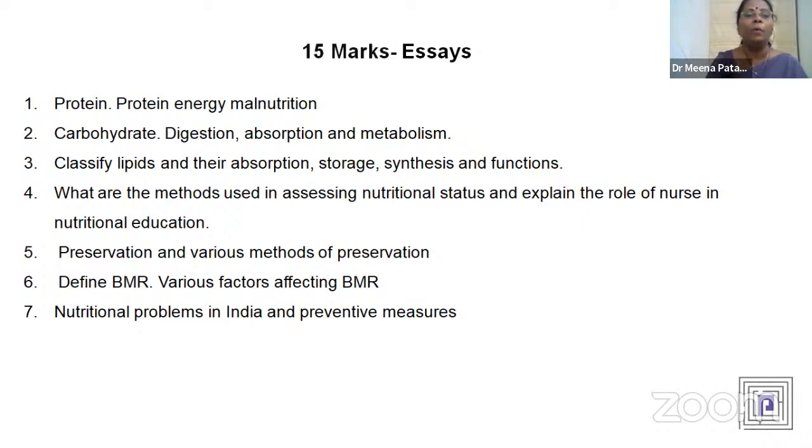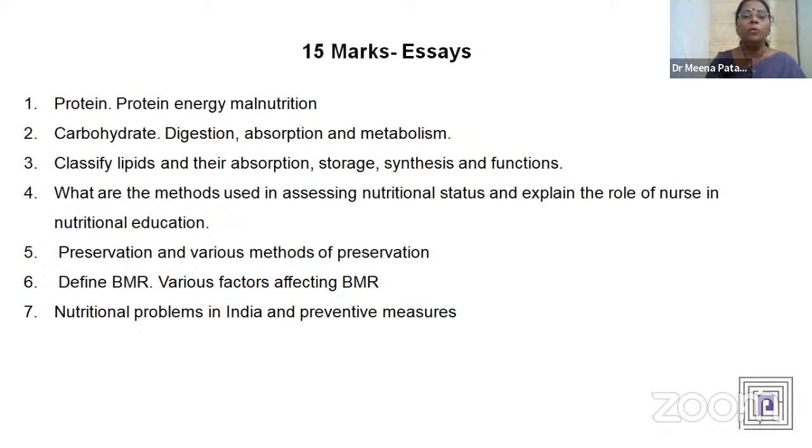So, protein energy malnutrition. Carbohydrates: digestion, absorption, and metabolism of carbohydrates. In lipids, classify lipids and their absorption, storage, synthesis, and functions. What are the methods used in assessing nutritional status, and explain the methods in nutritional education. Number 5, preservation and various methods of preservation. Number 6, define BMR and the various factors affecting BMR. Number 7, nutritional problems in India and preventive measures.